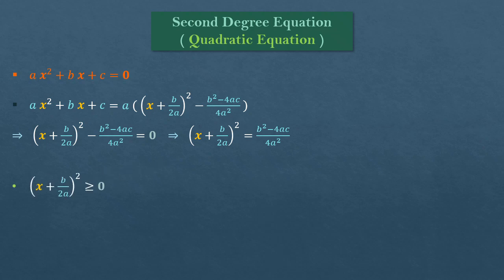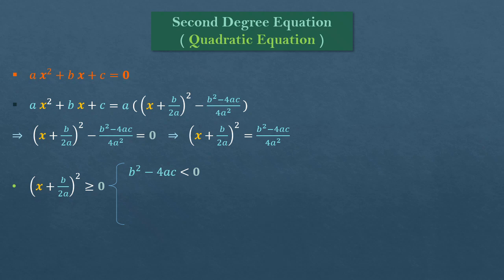Now, as the left-hand side of this equation, which is (x plus b over 2 times a) all squared, is always greater than or equal to 0, as it is raised to the power of 2, then the resolution of our equation depends on the sign of its right-hand side, which is (b squared minus 4 times a times c) all over 4 times a squared. And because 4 times a squared is strictly positive, then the resolution of our equation depends on the sign of the expression b squared minus 4 times a times c, which is known as the discriminant of our equation that we note as delta.